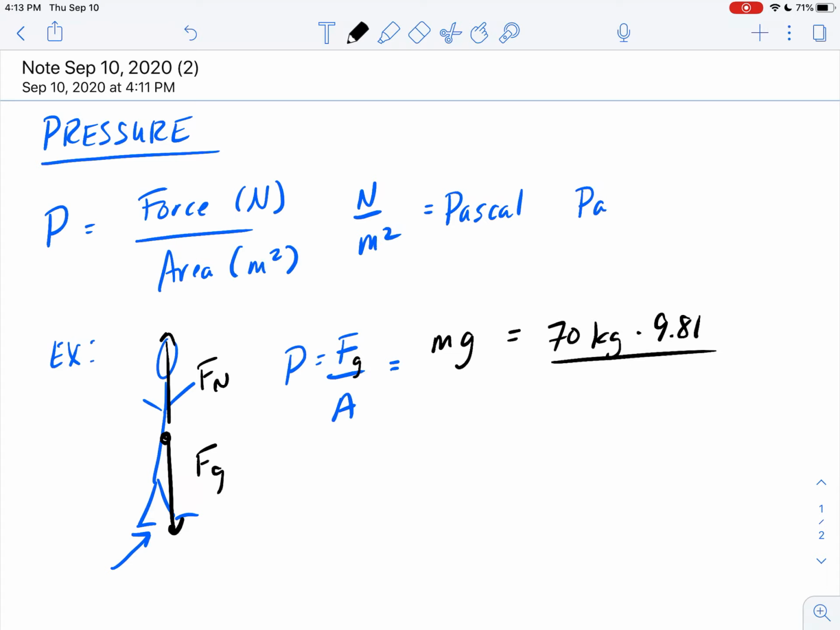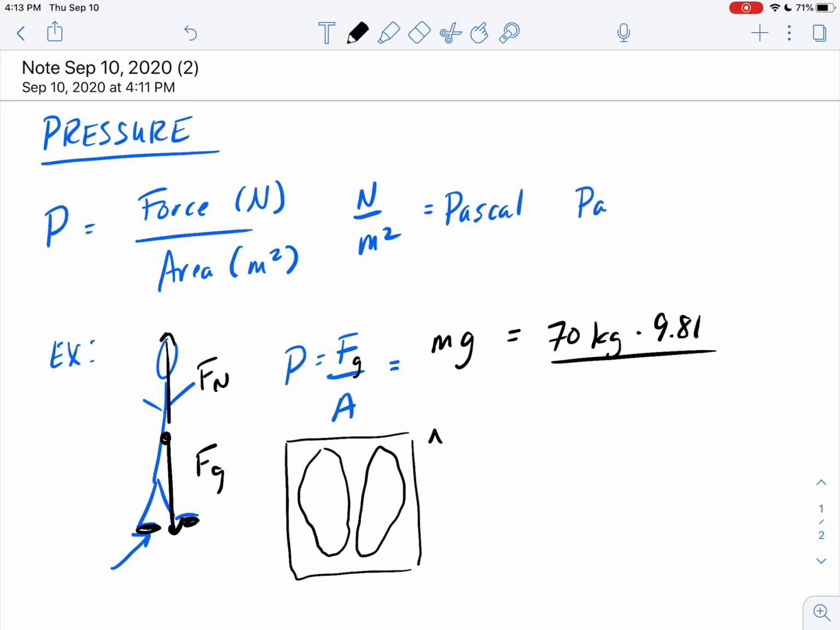And now I have to figure out the area, the area of my feet. I'm wearing running shoes today, and this is not the greatest picture, but it looks kind of like that. And I was looking at my feet and thinking, well, actually, if I put my 2 feet together, it looks almost like a square. And it's about 25 centimeters on one side, or 0.25 meters. So the area would be 0.25 meters squared.